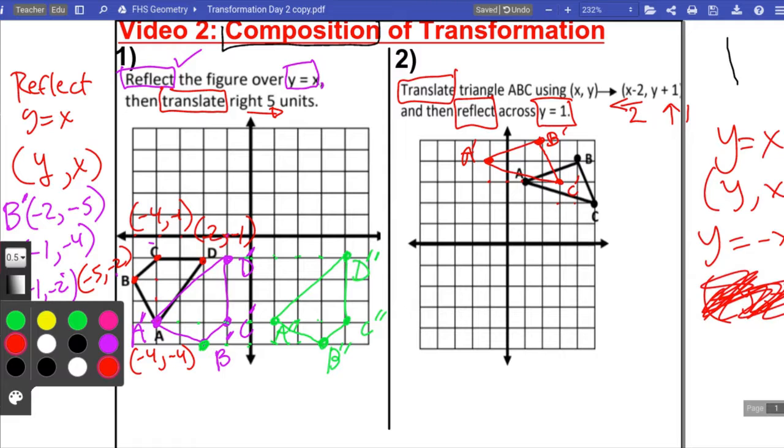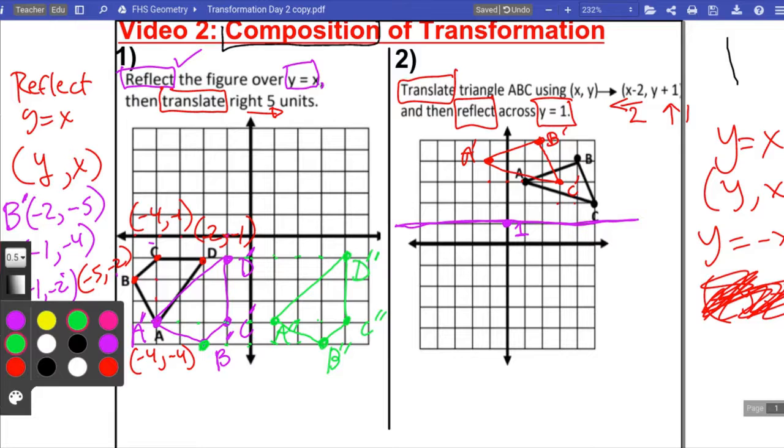But we're going to reflect across y equals 1. So you need to draw a line for 1. 1 on the y is right there, so you draw a line on that. We just need to flip this picture over that blue line I drew. For this one, I don't even need to use any rule. Just flip it over that line.